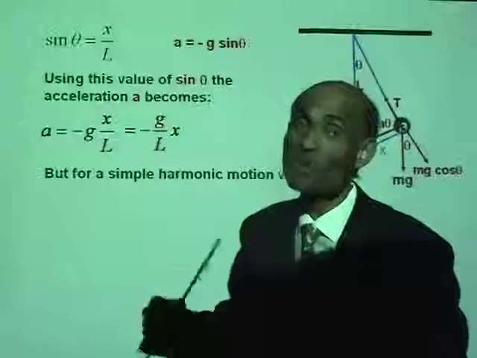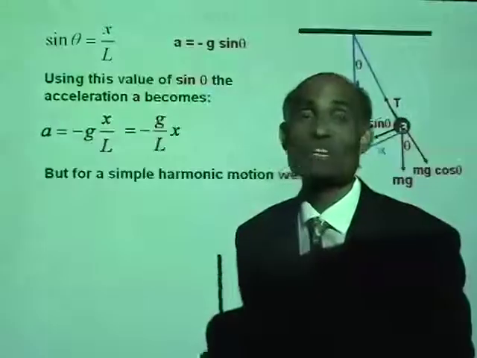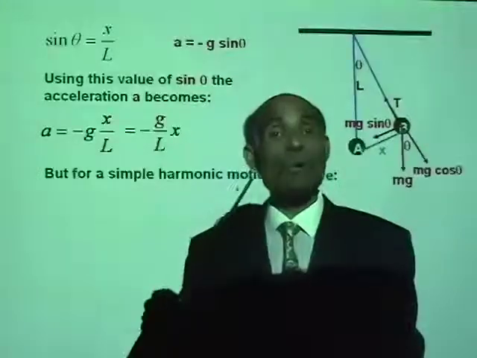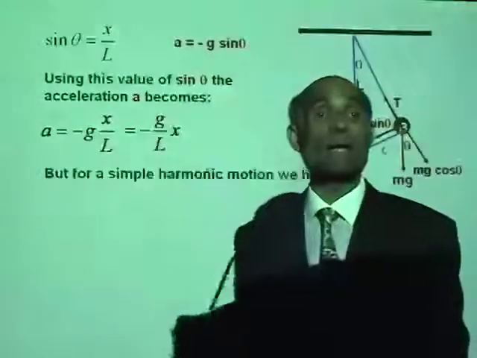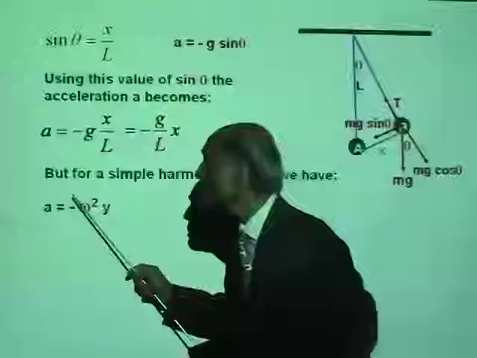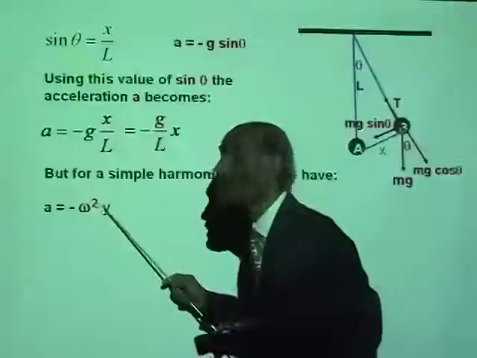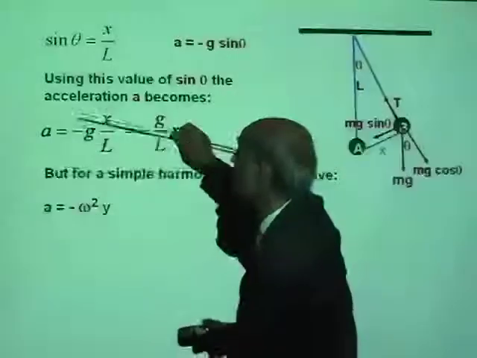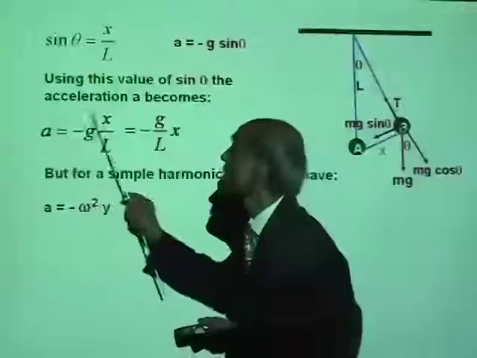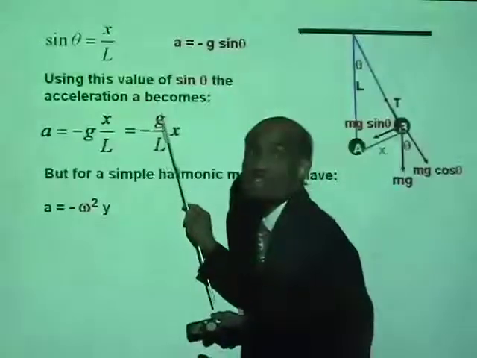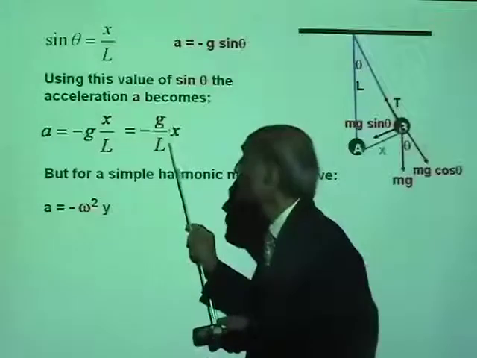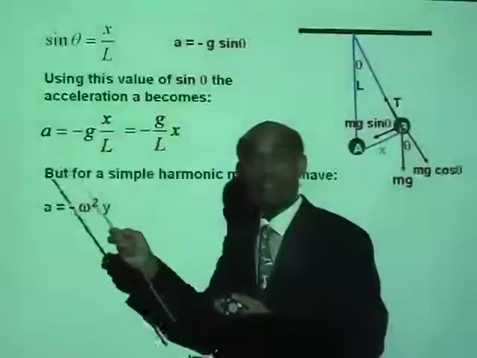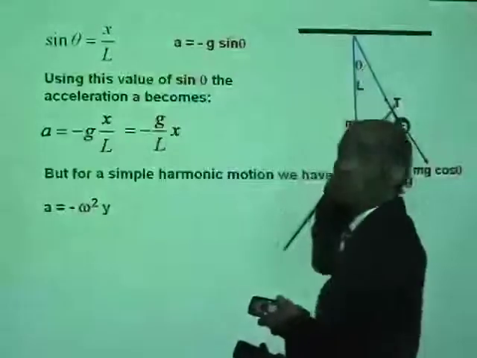Do you remember the equation we developed for acceleration of a simple harmonic motion? I know most of you forget all these things very easily. Acceleration A equal to negative omega squared y. There you are. A equal to negative omega squared y. We are now going to compare these two equations. Look at this. A equal to negative g over L times x. What does this x stand for? Displacement. This is for the simple pendulum.